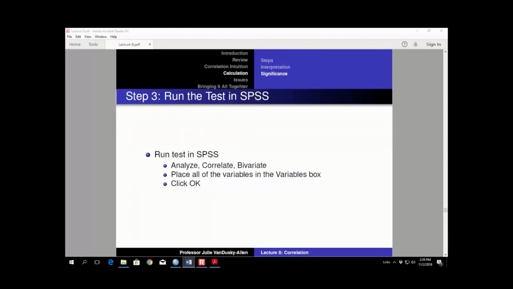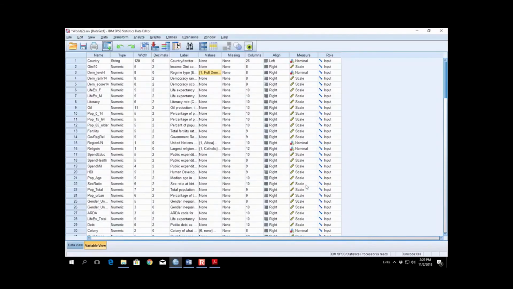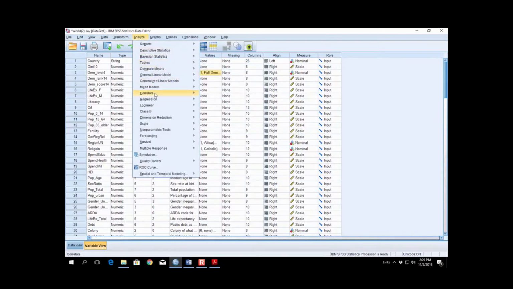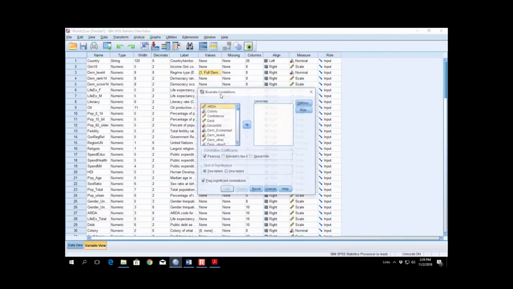Step 3 is running the test in SPSS. To run the test in SPSS, you click Analyze, Correlate, Bivariate. You place all the variables in the Variables box. Then you click OK. So here's SPSS. Click Analyze, Correlate, Bivariate. I place the two variables in my analysis, reg type and GDP per cap 08, in the variables box, then I click OK, and here's my output.